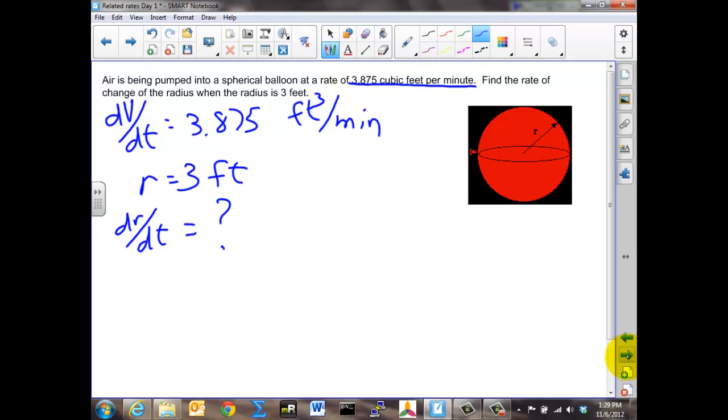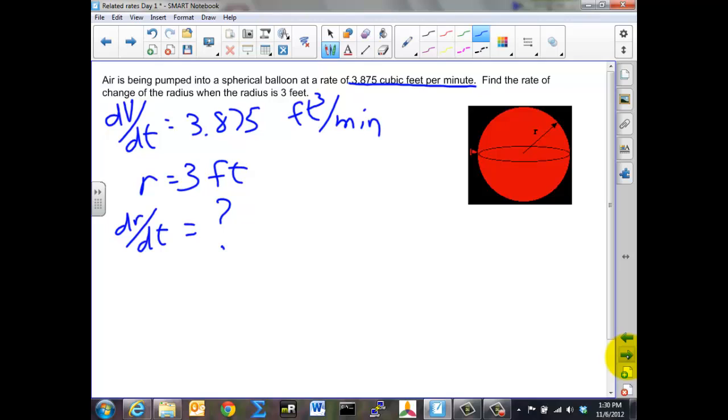Now, we need an equation. What kind of equation can you come up with? How do you decide what your equation needs to be might be a better question. Based on the shape. Not always are we going to have a shape, but most of the time you can draw a picture of it. Look at what you're given here. I've got dV/dt, dr/dt, and an r. Do I have any equation in my mind that deals with V's and r's when we're talking about a spherical balloon?